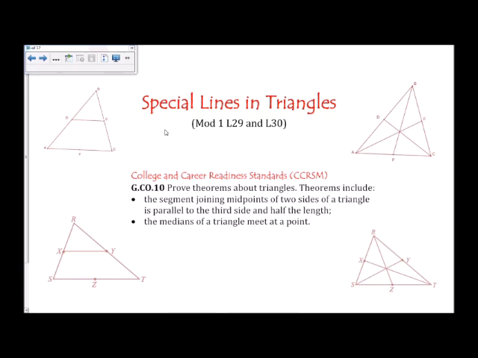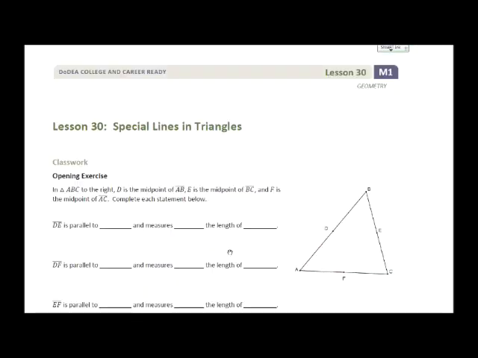This lesson is about special lines in triangles, and it goes along with Module 1, Lessons 29 and 30 in EngageNY. In our last lesson, we proved that the midsegment of a triangle is parallel to the third side and half the length. In this video, we will prove that the medians of a triangle, meaning the lines connecting the vertex with the opposite midpoint, meet at a point. Let's get started. Next, we'll look at Lesson 30.